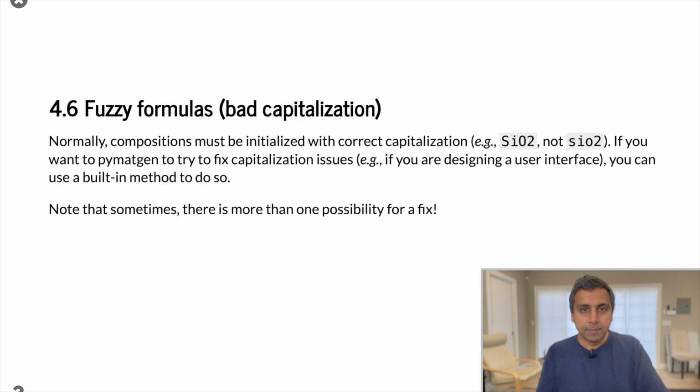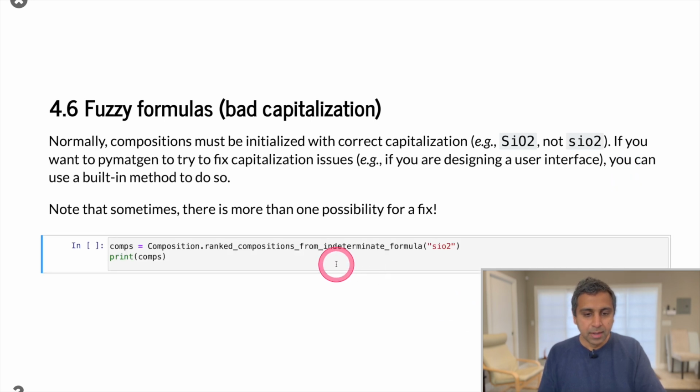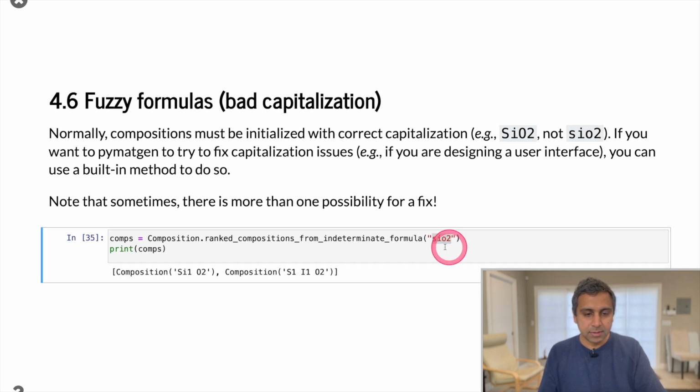All right, so the final composition tool that I'll demonstrate is using fuzzy formulas. And this is really if you initialize a composition with the wrong capitalization, pymatgen can try to fix that capitalization for you. And this is pretty much only useful, I think, if you're designing a user interface. Nevertheless, if you give it a formula with the wrong capitalization, it's going to try and fix it for you, and it's going to suggest the correct compositions. It's going to try to rank them by how close it is to the original formula that you gave it.